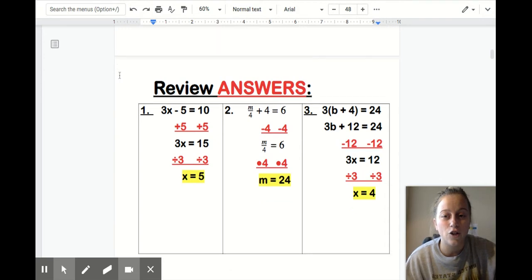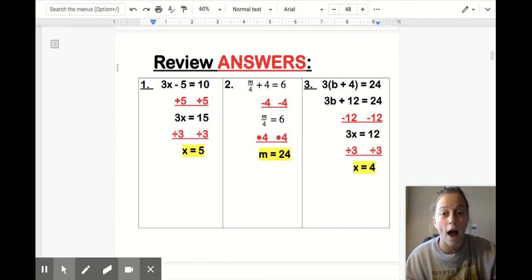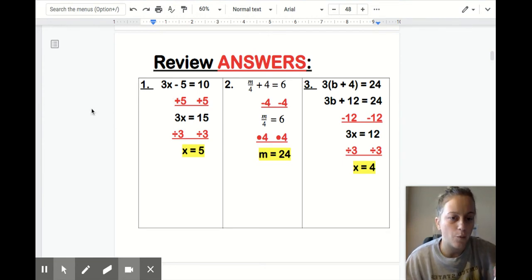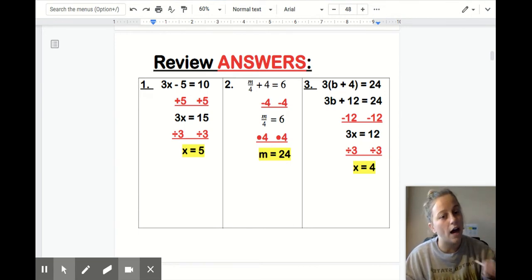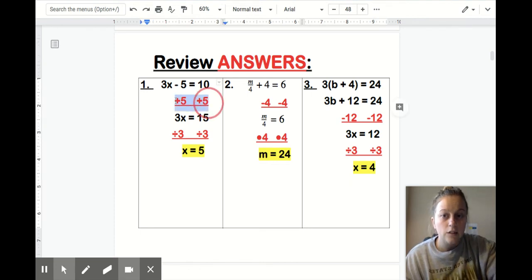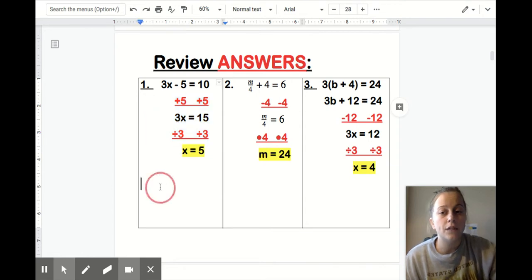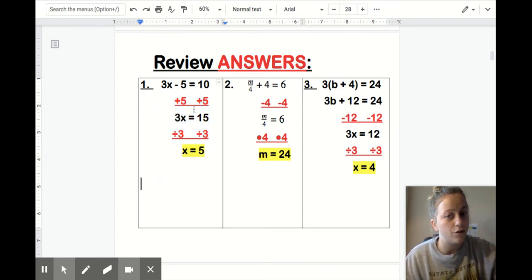As you can see, I showed both inverses in red here on both sides. What I saw in your homework was a lot of you tried to show the inverses all at the same time. Do not do that. Show the first inverse, solve it, and then show the second inverse. People tend to mix up their inverses when they try to do them all at the same time.